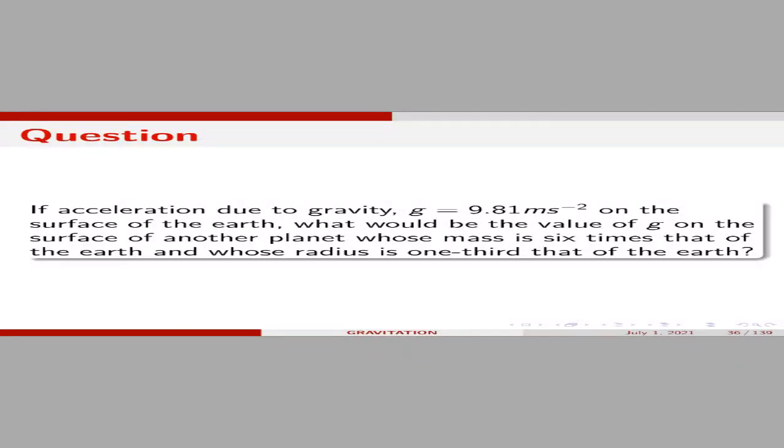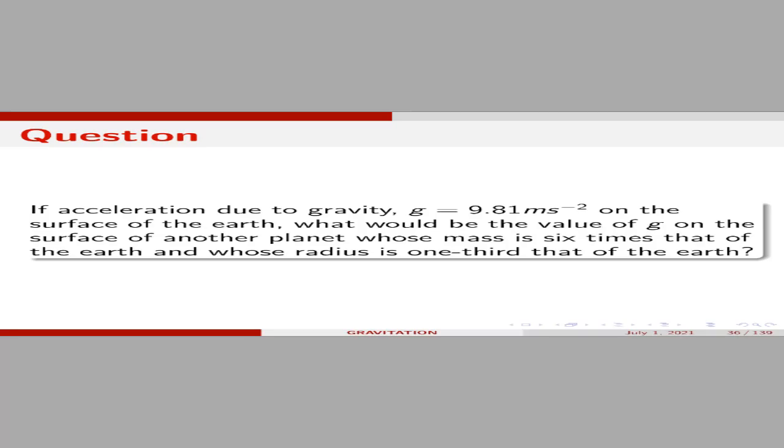Yeah, so let's have this question. Acceleration due to gravity G is equal to 9.81 on the surface of the Earth. What will be the value of G on the surface of another planet whose mass is 6 times that of the Earth and whose radius is 1/3 that of the Earth? It's a very nice question.